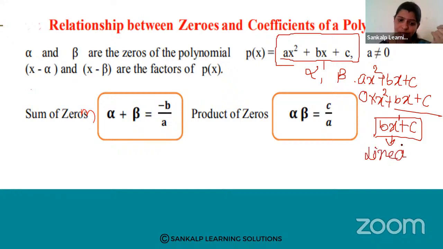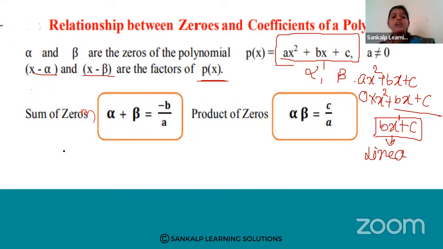If a becomes 0, it is a linear polynomial. It cannot be a quadratic polynomial. If we want a quadratic polynomial, the condition is a is not equal to 0. That means x minus alpha and x minus beta are the factors of p of x, right?